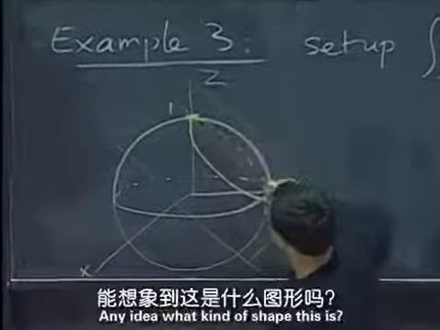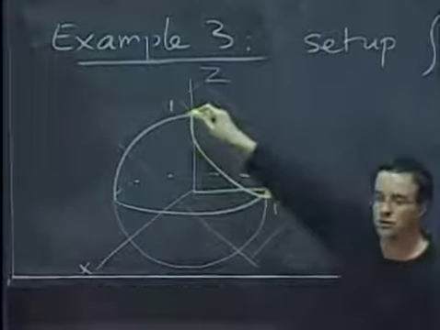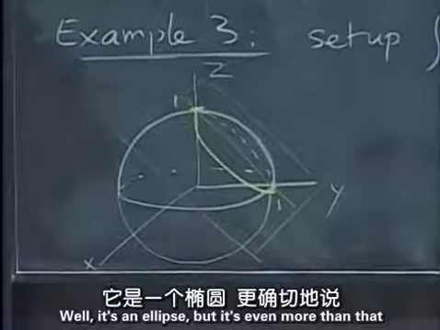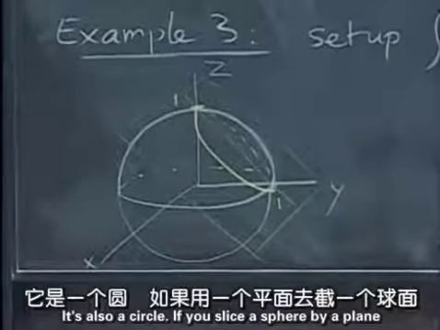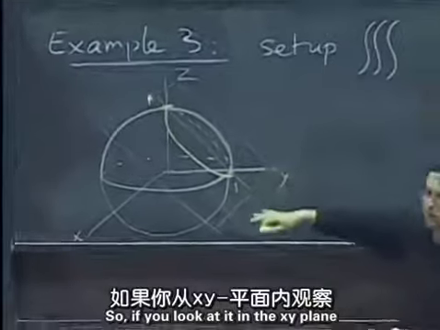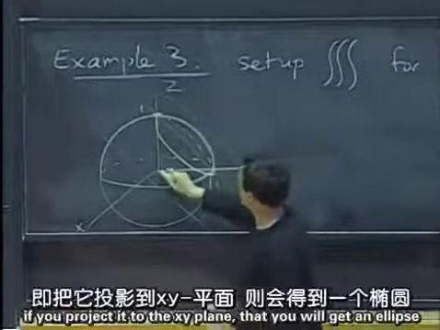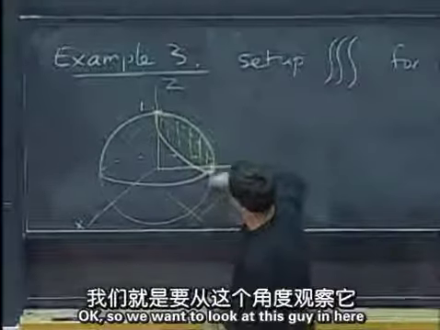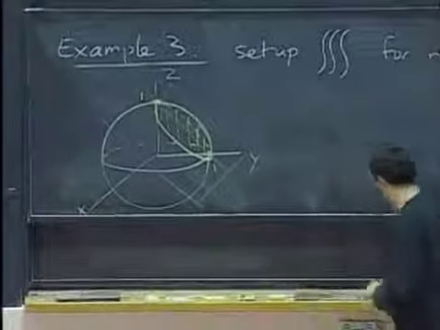Actually, any idea what kind of shape this is? Well, it's an ellipse, but it's even more than that. It's also a circle. If you slice a sphere by a plane, you always get a circle. But of course, it's a slanted circle. So if you project it to the xy plane, then you'll get an ellipse. Okay, so we want to look at this guy in here.